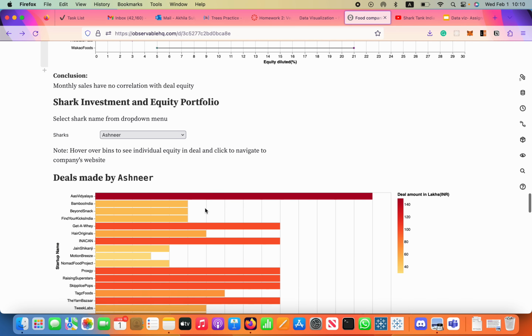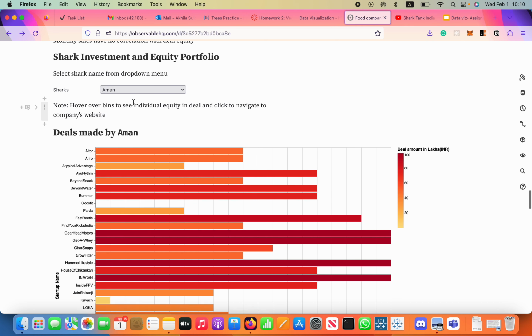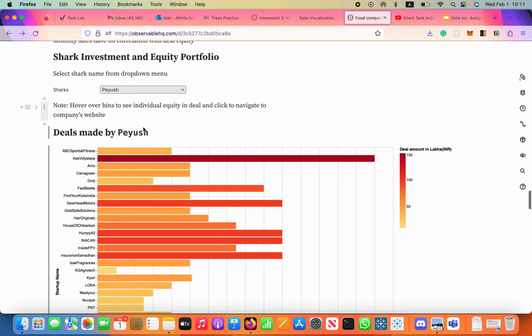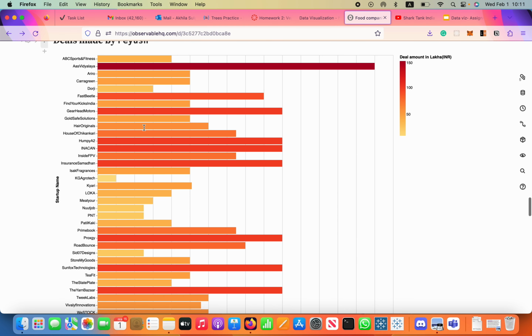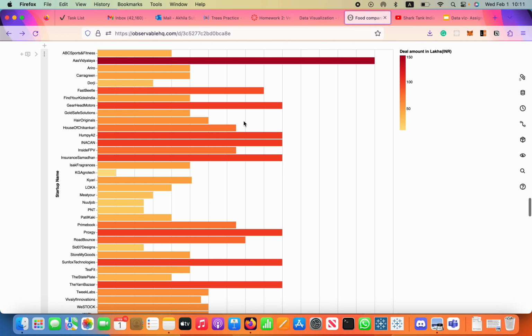And for my third and final visualization, I have categorized the portfolio by shark. Users can select any of the sharks and see their investments. Let's say I select Piyush. I can see the startup names that he has invested in, the deal amount that he contributed in that deal, and the equity that he gained from this deal.